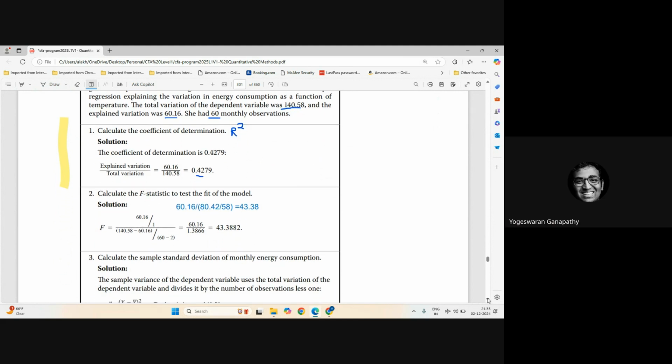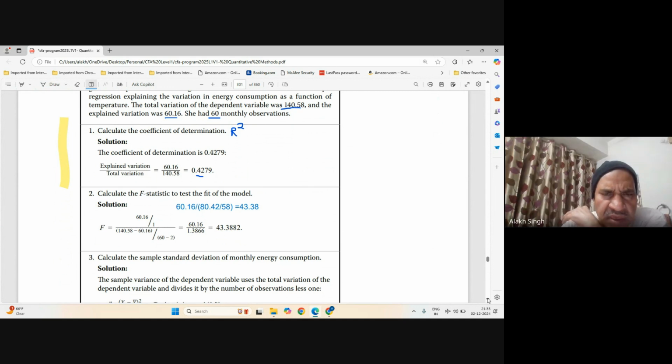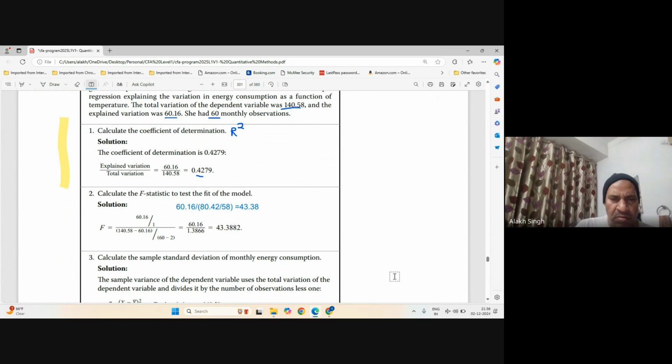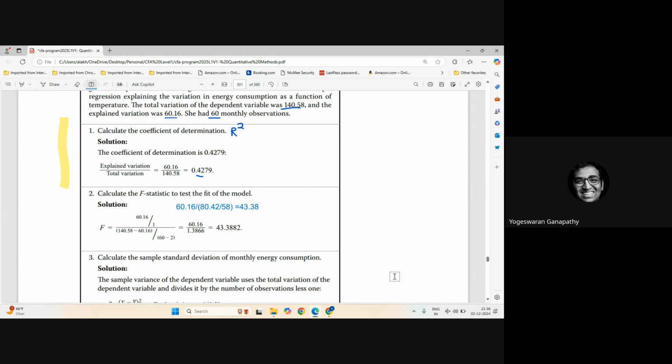Sir, my doubt is where we should take n and where we should take k. K is as many betas, so many K's. As many slopes, beta 1, beta 2, these are K's. So in calculating the F statistic, in the numerator we are taking k. K is only 1 here, so 60.1 divided by 1.